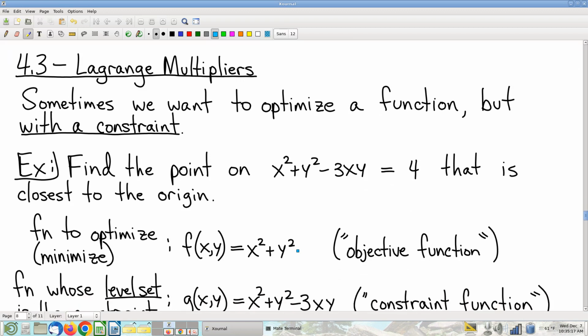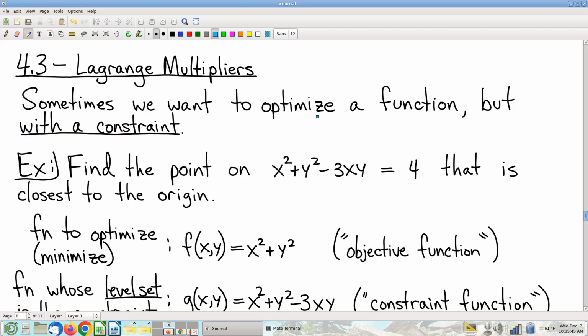Okay, so this is section 4.3. We come into this thinking about boundaries. In fact, we're going to view this a little bit more generally. I'm going to view this as optimizing a function, but with a constraint. So that constraint might be that you're restricted to looking on a boundary, but it doesn't need to be. It's just any sort of a constraint that you have.